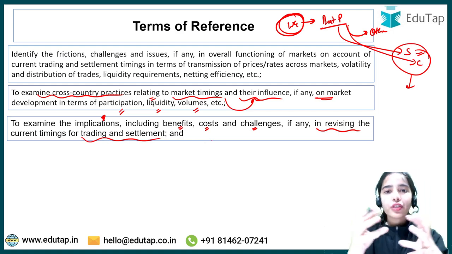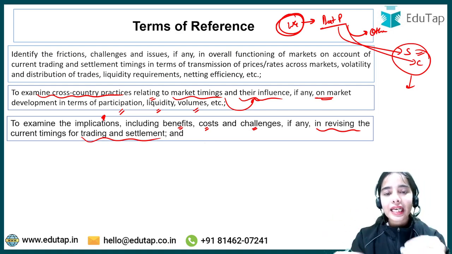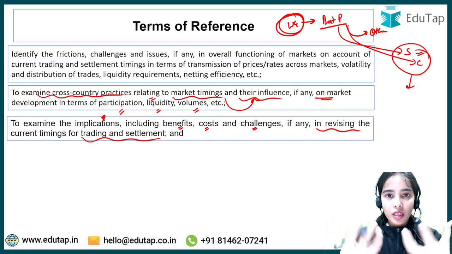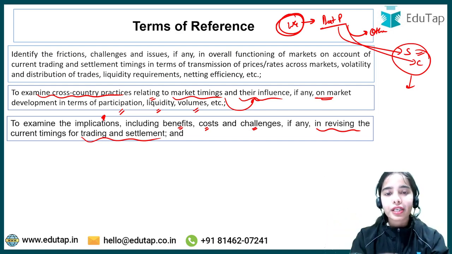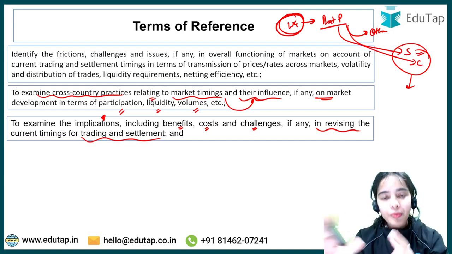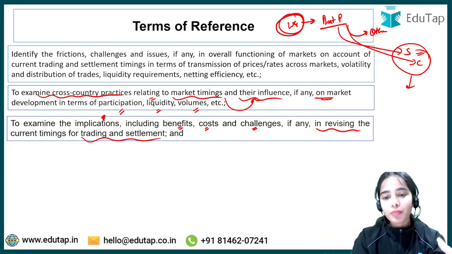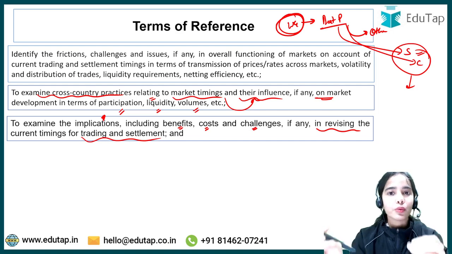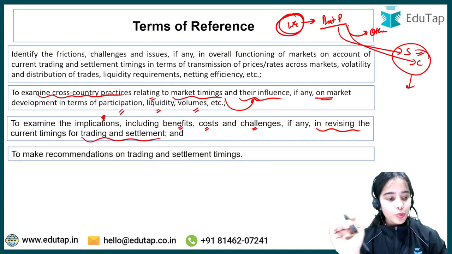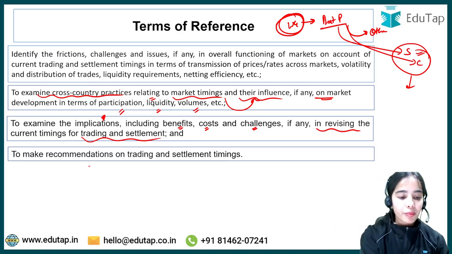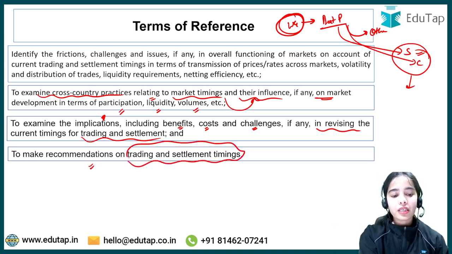That means if the timings are changed, if the trading and settlement timings are made more synchronized and more complementary, what benefits can come, what costs and challenges can come, this has also to be examined by the working group. Okay. The last point is that the working group should make the recommendations on trading and settlement timings.